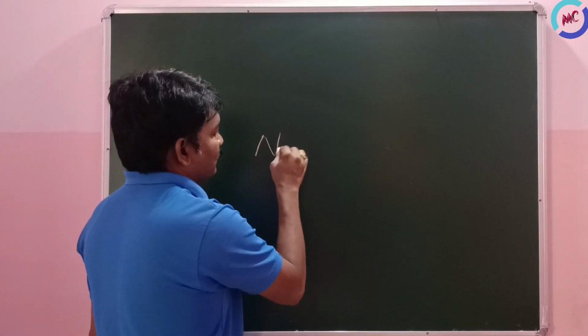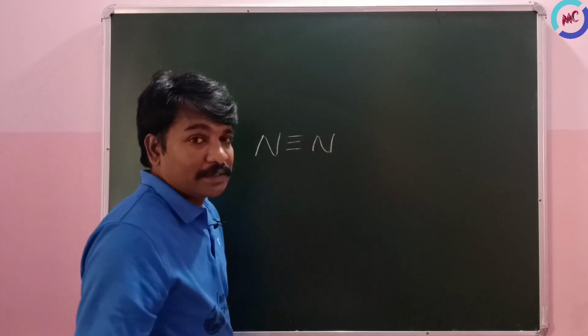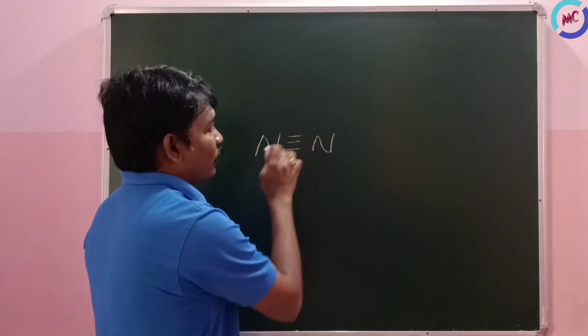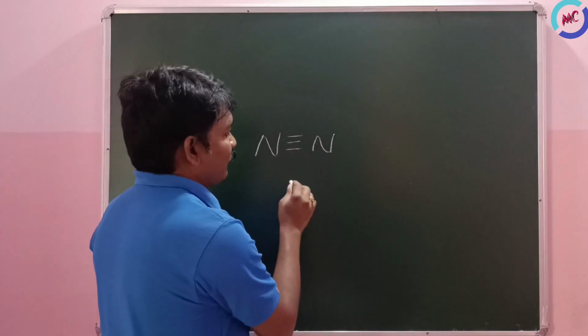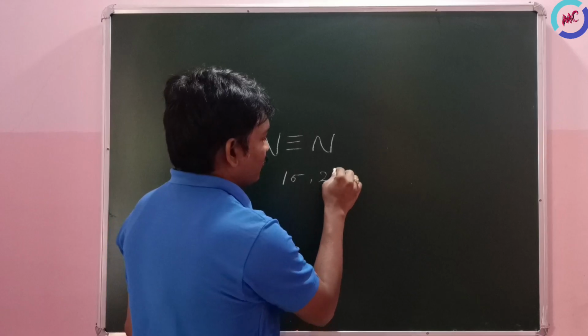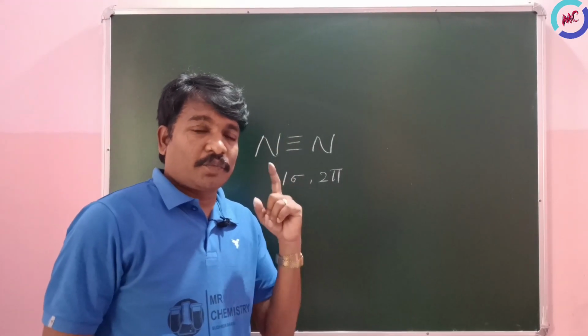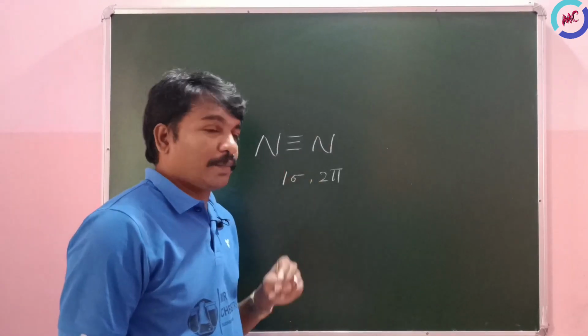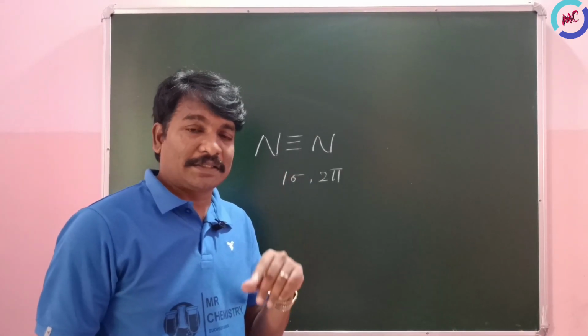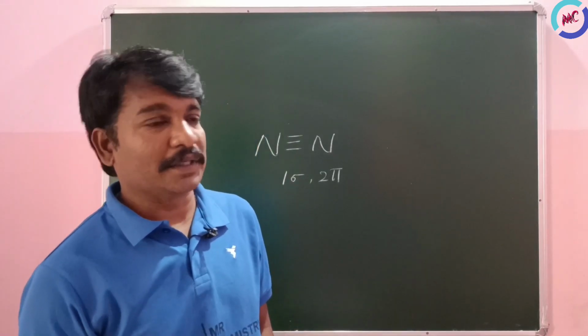Nitrogen molecule has a triple bond, and see here, out of 3 bonds, one is a sigma bond and the remaining 2 are pi bonds. Whenever there are 3 bonds, one is a sigma and 2 are pi bonds. When there are 2 bonds, one is a sigma and one is a pi bond. When there is only one bond, that is a sigma bond.